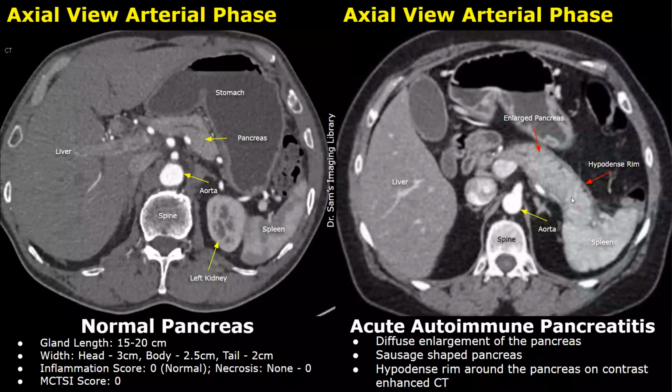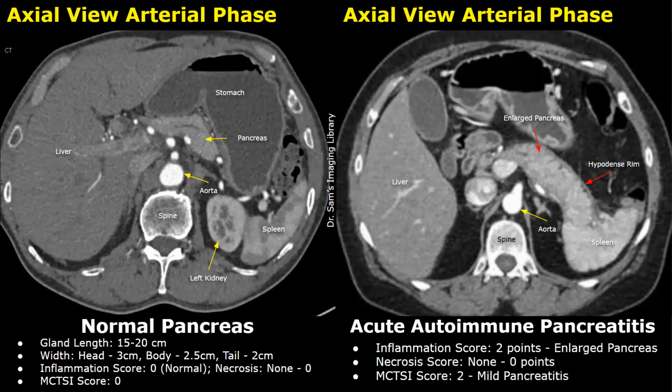Autoimmune acute pancreatitis has some specific signs on CT scan. There is often diffuse enlargement of the pancreas. The inflamed pancreas may give a sausage-shaped appearance, and there is a hypodense rim around the pancreas on contrast-enhanced CT. You can notice a thin gray hypodense border surrounding the pancreas. It may either completely or partially surround the pancreas. This feature is usually seen in autoimmune acute pancreatitis.